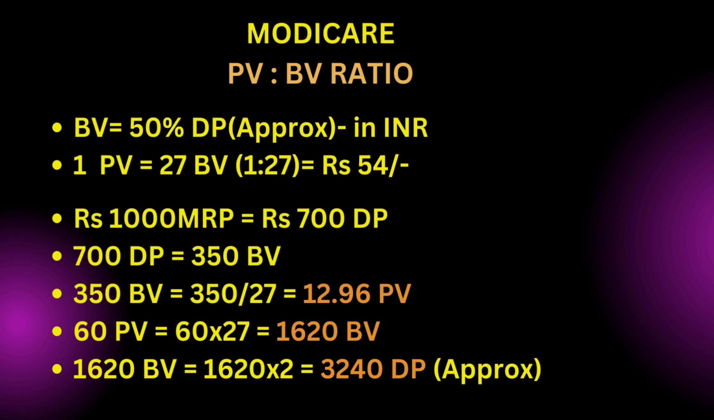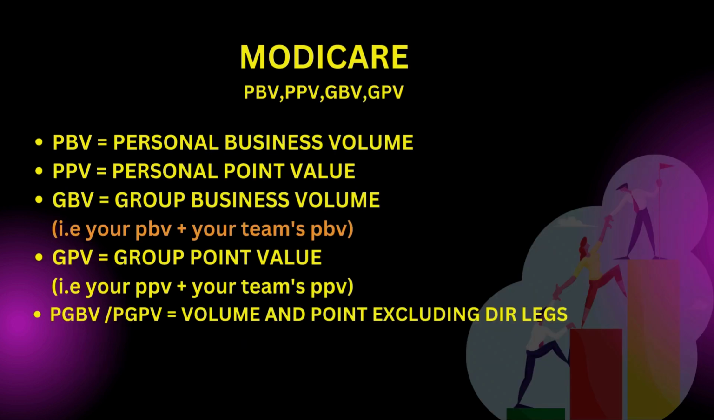So for example, for a basket of goods costing 1000 MRP, the corresponding DP price will be 700 because we have up to 30% discount. The 700 DP will be 350 BV, and 350 BV divided by 27 will give you 12.96 as PV. Now, if you want to know how much is the DP for 60 PV, all you have to do is multiply 60 into 27. You will get 1620 as BV, and 1620 into 2 equals 3240 as the distributor price.